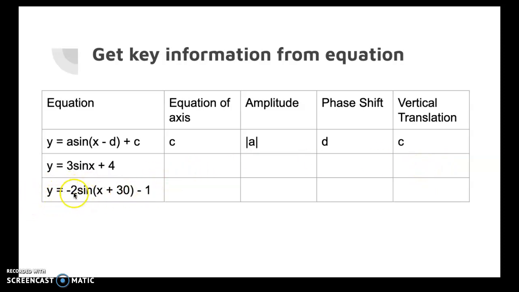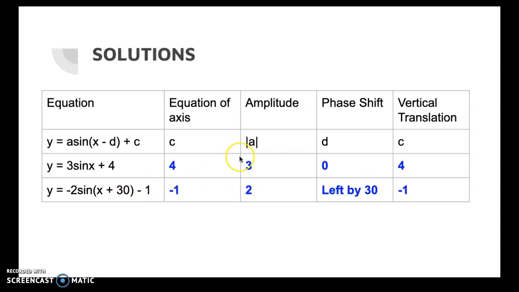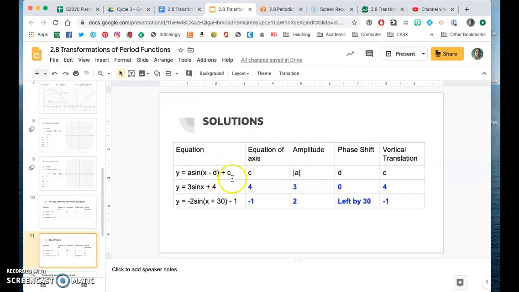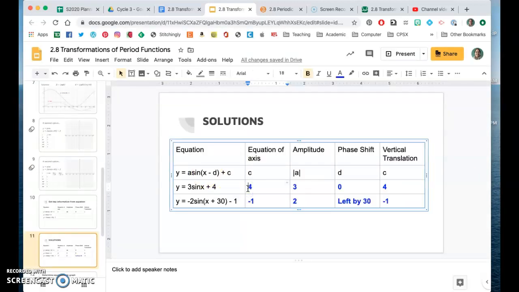For this one, we have an amplitude of 2, a phase shift of 30. Is it going to the left or right? Remember, it's the opposite, so it's going to go to the left. And then vertical translation is -1, and that tells us the equation of the axis is y equals -1. Actually, I'm going to change that in there. This should say y equals -1, okay? Because remember, it's an equation, so it should say y equals.